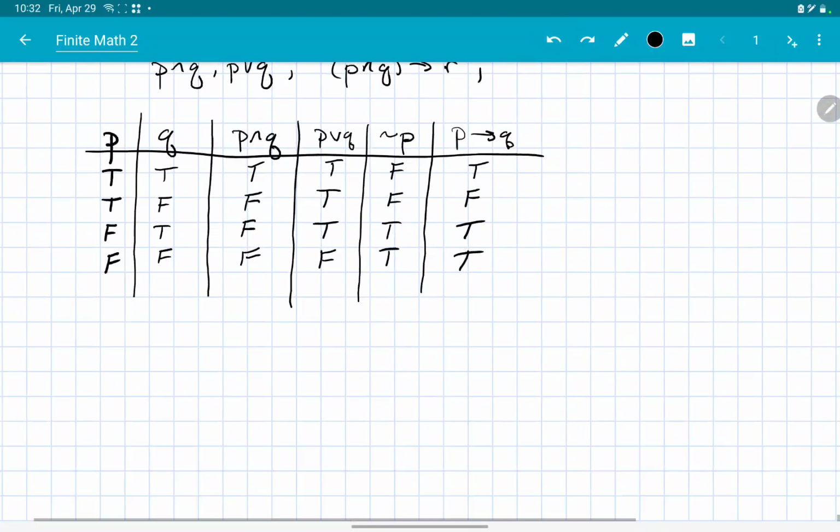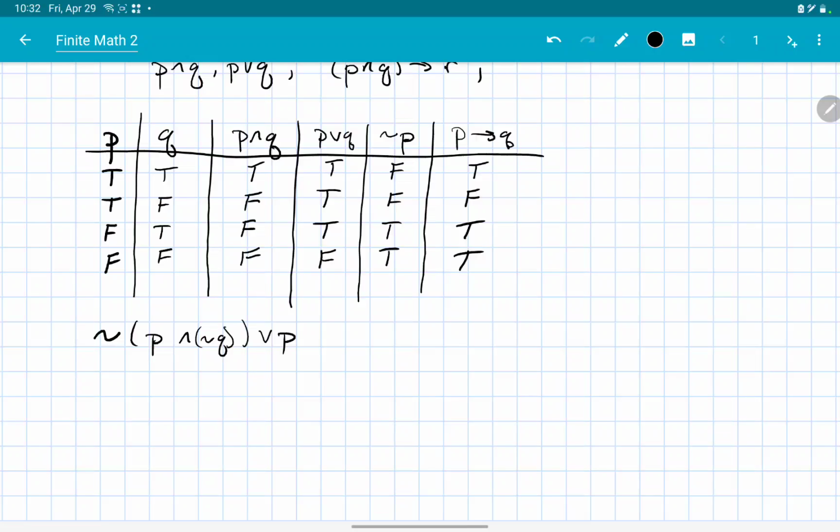Okay, so let's do a more complicated truth table. Let's consider the following logical statement. Not P and not Q, or P. Okay, there's a statement. Not the quantity P and not Q, or the quantity P.